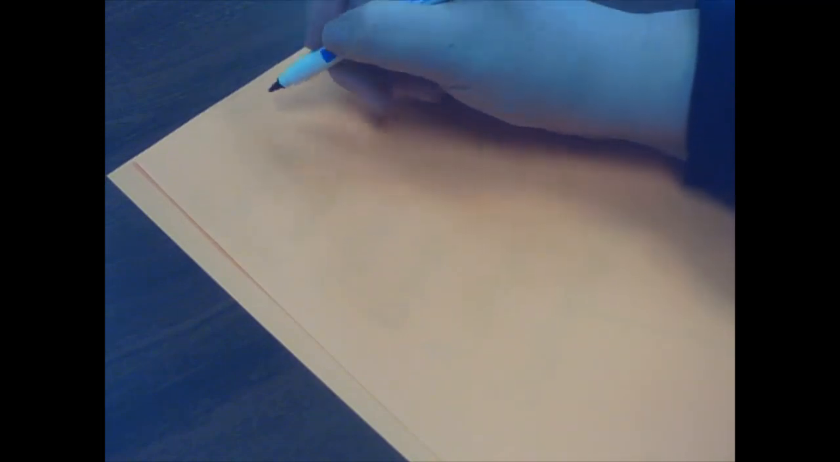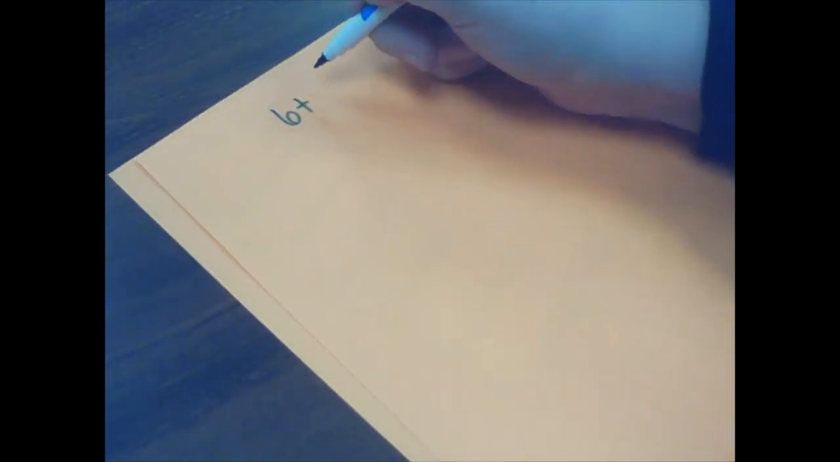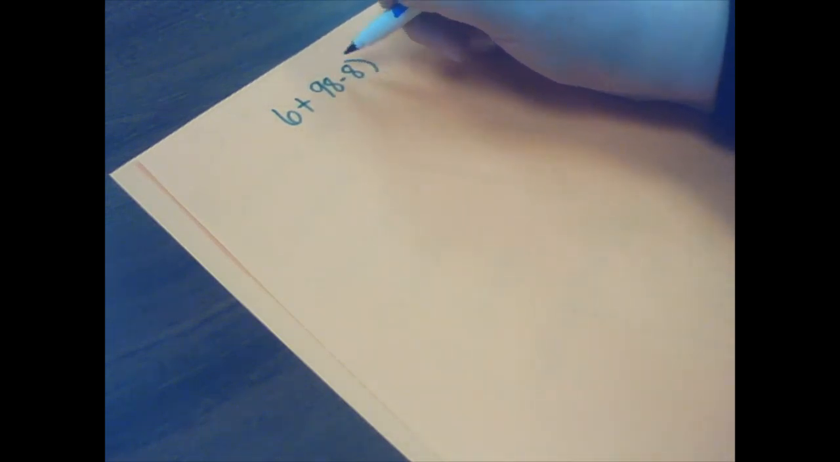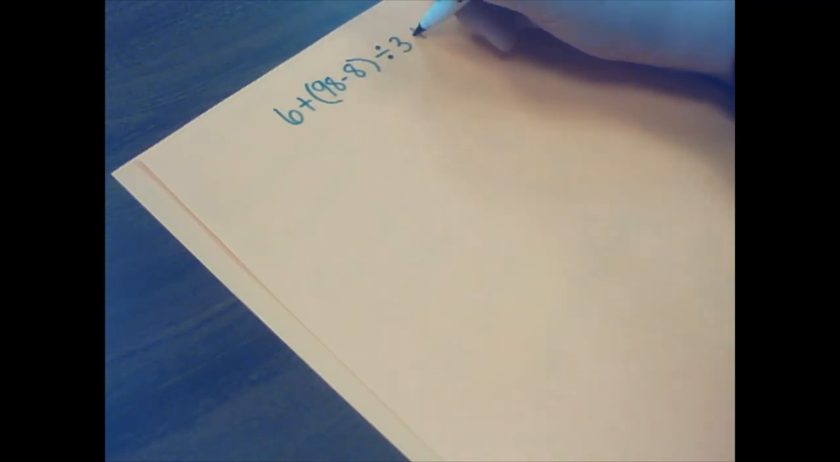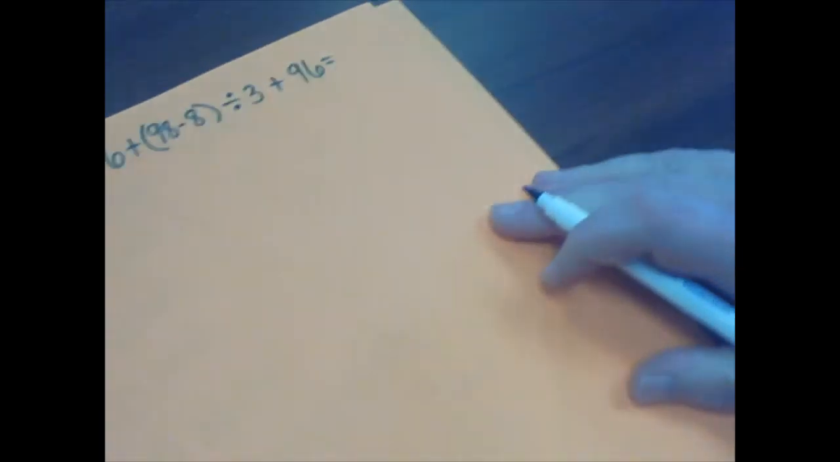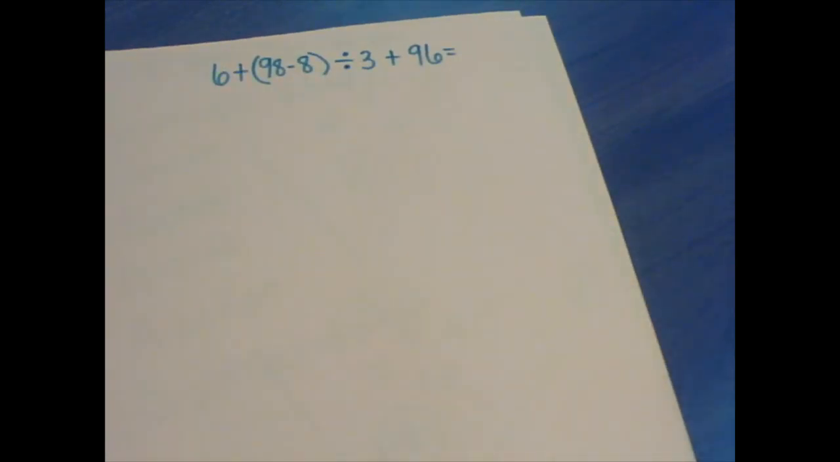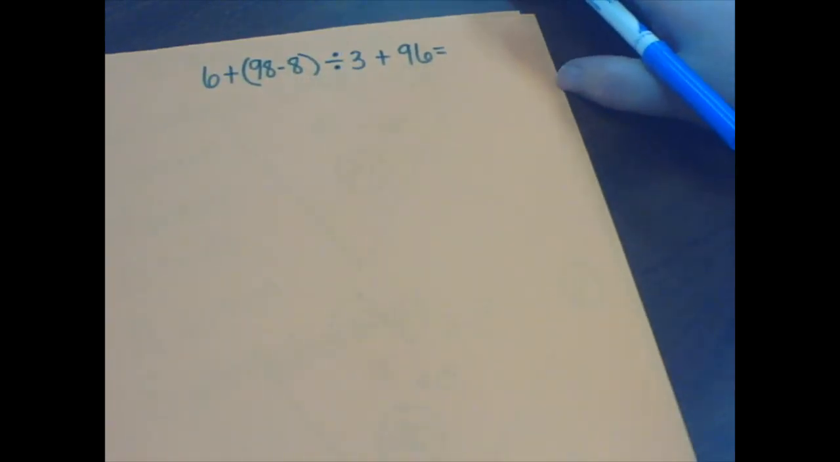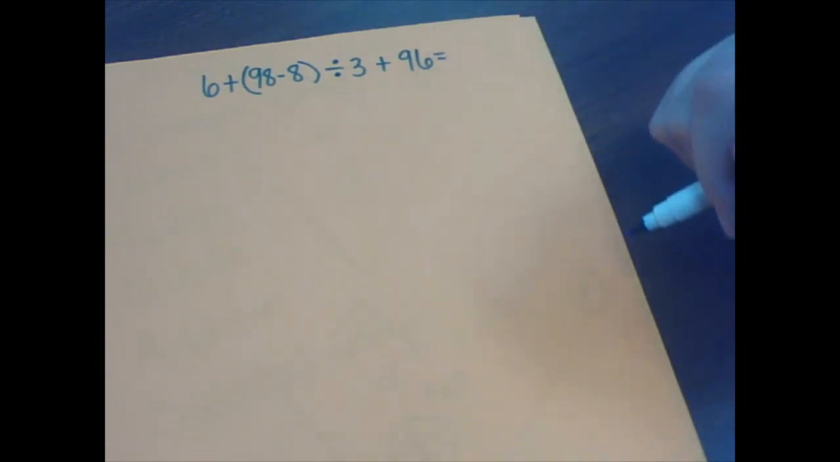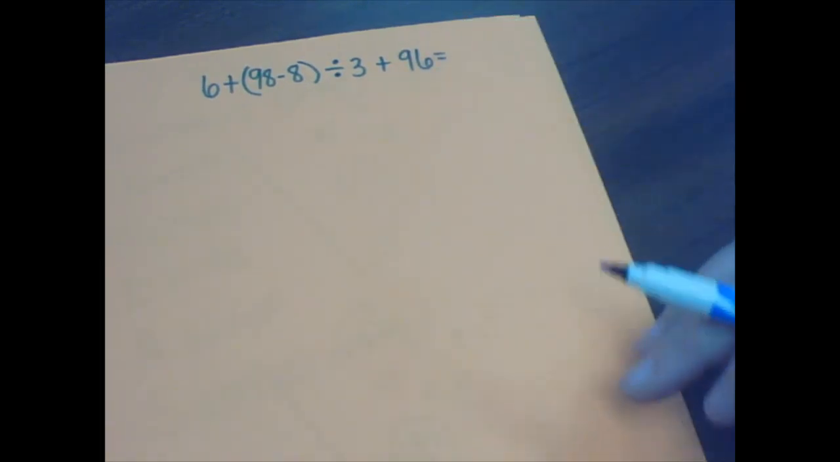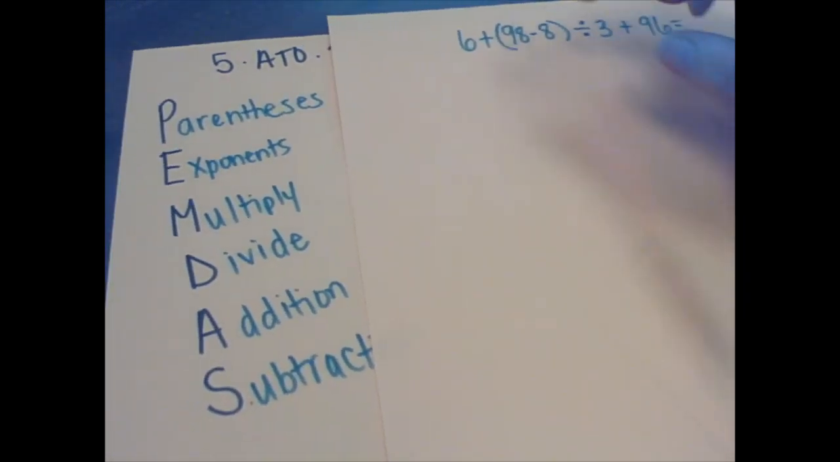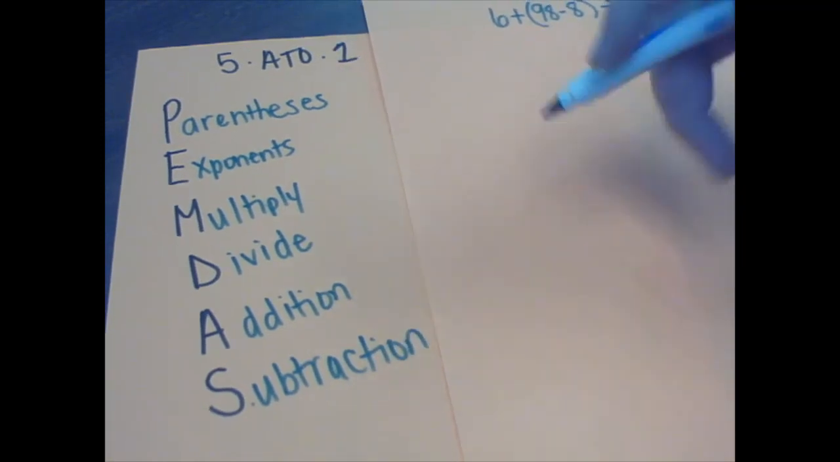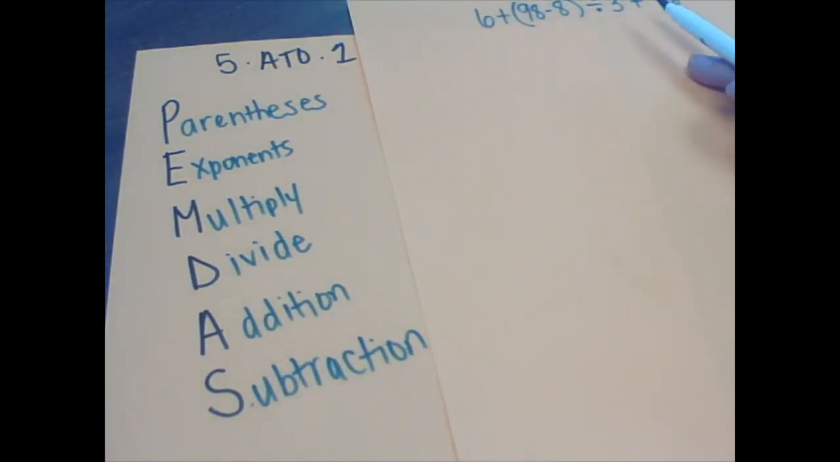Okay, we're going to do 6 plus 98 minus 8 divided by 3 plus 96. Okay, so that's a bigger problem, right? 6 plus 98 minus 8 divided by 3 plus 96. Okay, so that's a pretty big problem. I have to go back and review my PEMDAS order and see what I do first. And again, I always do my parentheses first.